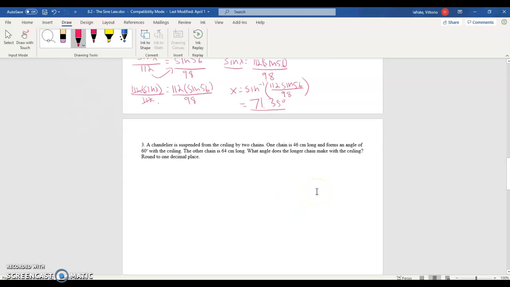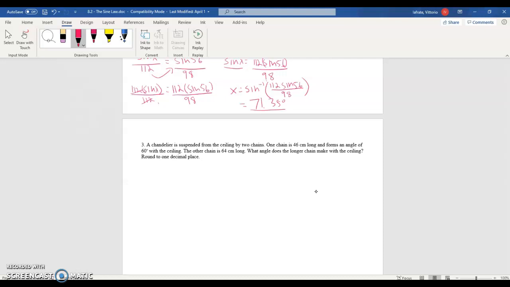So we have a chandelier that's suspended from a ceiling by 2 chains. One chain is 46 centimeters long and forms an angle of 60 degrees with the ceiling. The other chain is 64 centimeters long. What angle does the longer chain make with the ceiling? Round to 1 decimal place.